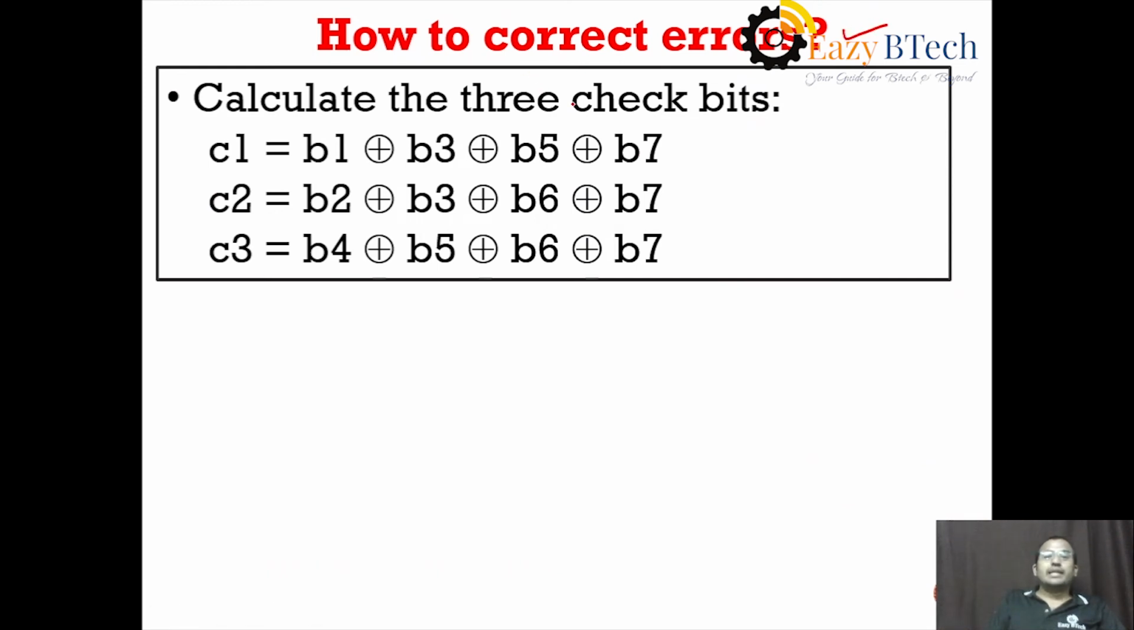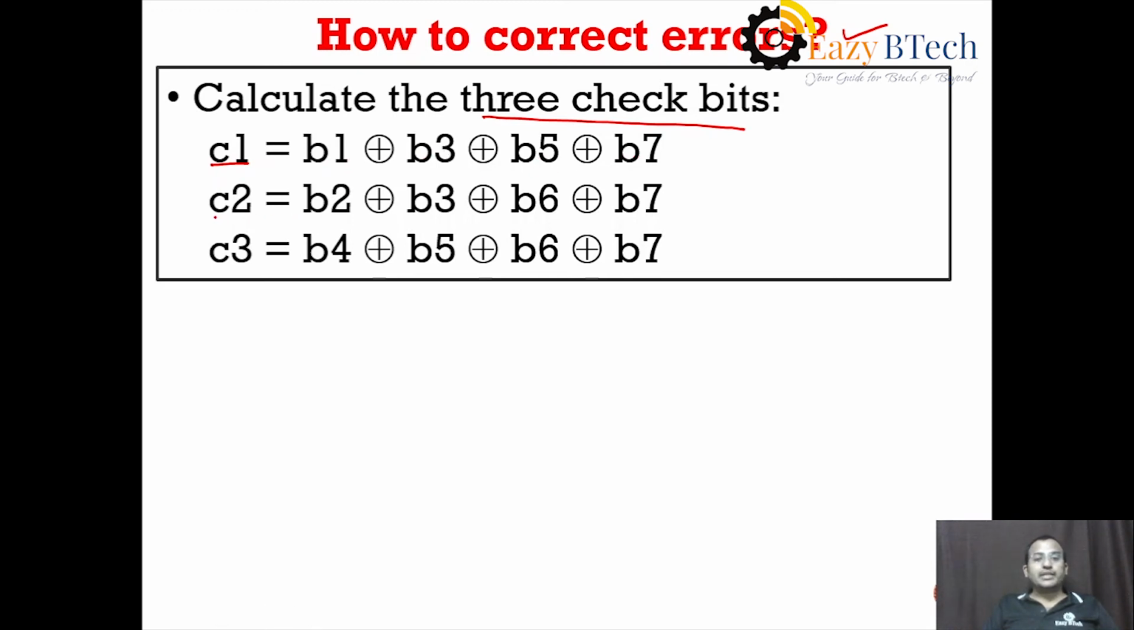To correct the errors, we have to calculate as many check bits as we have parity bits, at the receiver side. The positions are the same. For parity bit P1, we considered positions 1, 3, 5, 7. So similarly for check bit C1, we do the modulo sum of B1, B3, B5, B7.